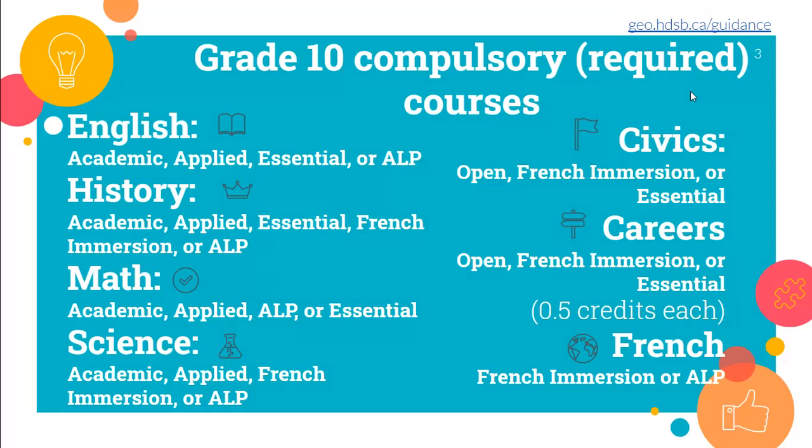In a regular semestered system school, civics would last half of a semester and careers would be the other half of the semester with the same students in the class. In our quadmester system that we're running right now, the 10-week schedule, the civics would last 5 weeks and the careers would also last 5 weeks, each again worth half a credit. And then French would be required for those students who are either in French immersion or the accelerated learning program. So in terms of your compulsory credits, those are the 5 courses that you need, 6 including those in French immersion and ALP.